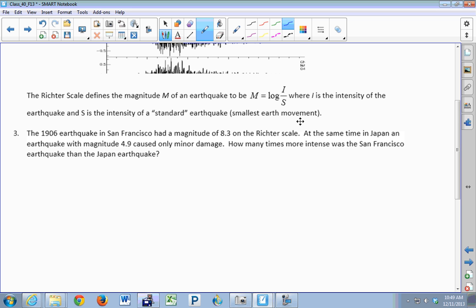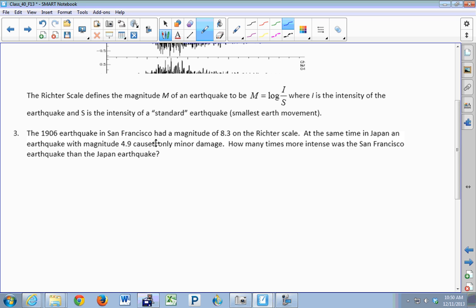So the Richter scale defines the magnitude M of an earthquake, and this is how they define it. The magnitude is equal to the log of two numbers. I is the intensity of the earthquake, and that's what's measured by this graph. And S is a constant. It's the intensity of what they call the standard earthquake, and that's the smallest possible earth movement. So that's just a constant in the denominator for all of these logs.